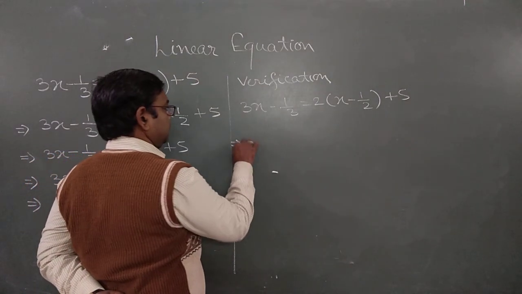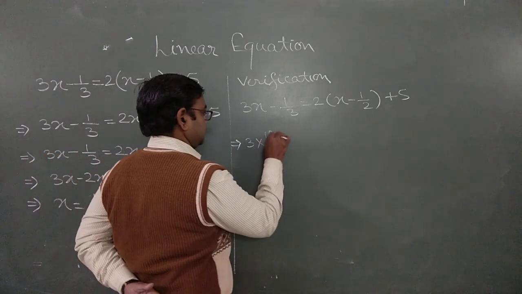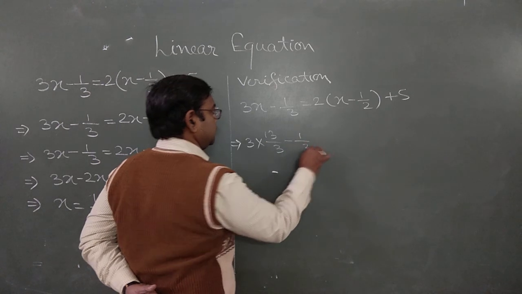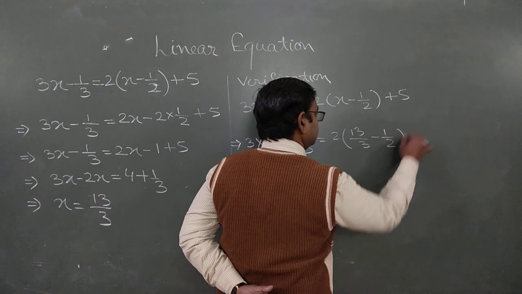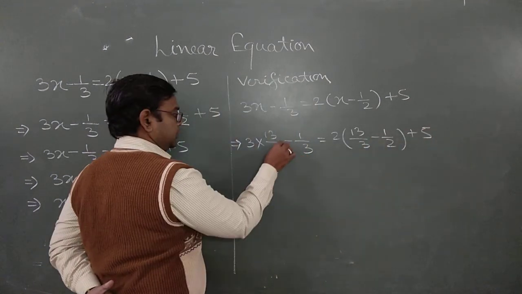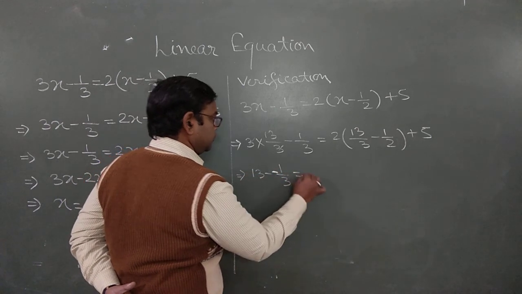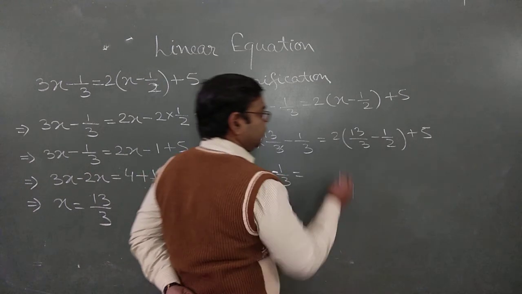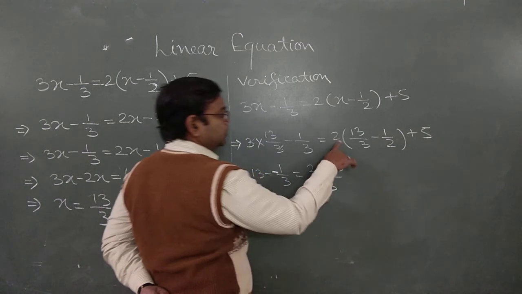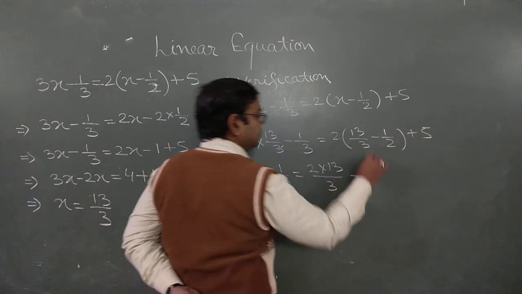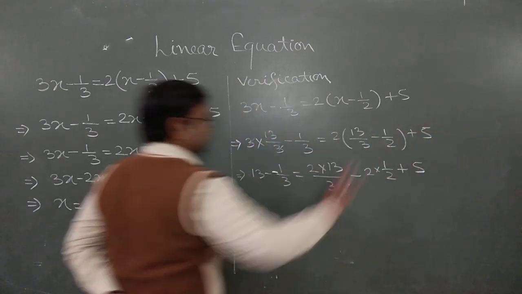So 3 into 13 upon 3 minus 1 upon 3 equals 2 into 13 upon 3 minus 1 upon 2 plus 5. 3 cancels each other. 13 minus 1 upon 3 equals, if we multiply this one, what do we have? 2 into 13 upon 3, because there is no one to reduce, but if we multiply this one, 2 into 1 upon 2, plus simply 5, because 5 is alone.